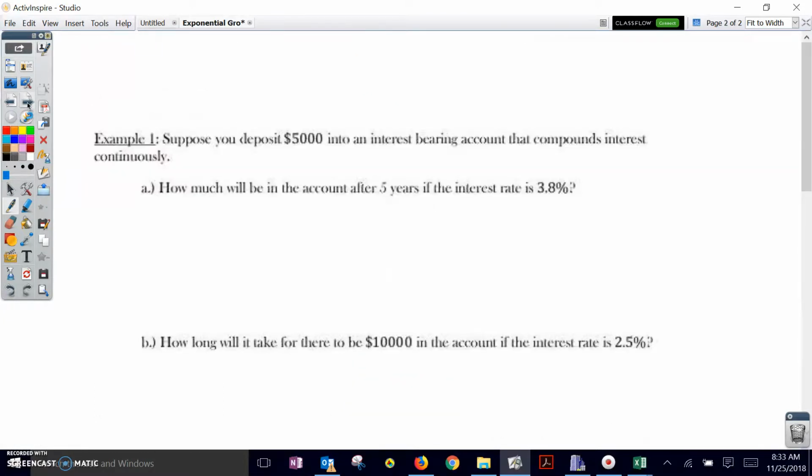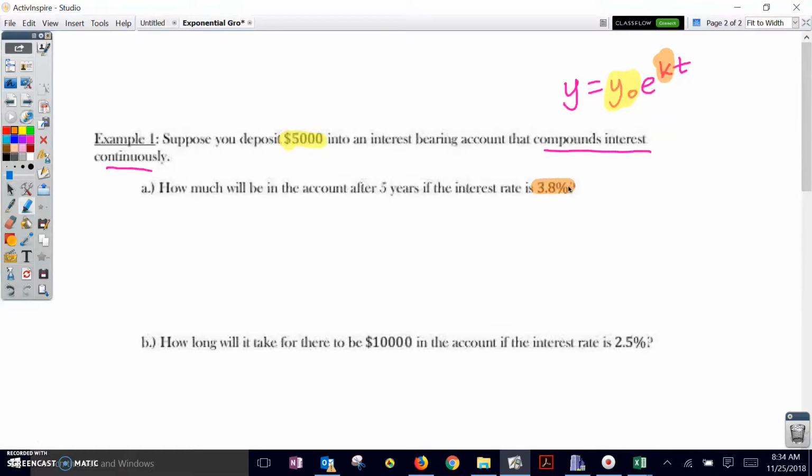So let's start with example 1. Suppose you deposit $5,000 into an interest-bearing account that compounds interest continuously. When it does that, that means that the amount of interest is proportional to the amount of money in the account at any point in time. And so we're going to use a model of the form y equals y sub 0 e to the kt, where y sub 0 is the amount that's deposited initially, and the k value is the rate at which it changes, which is this interest rate, which we're going to convert into a decimal.